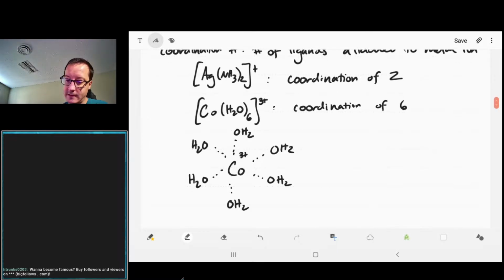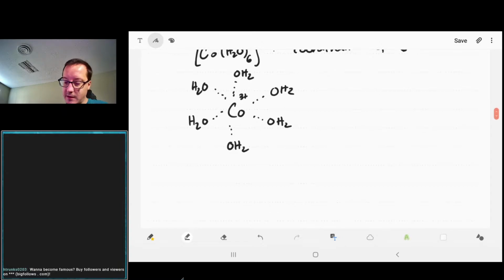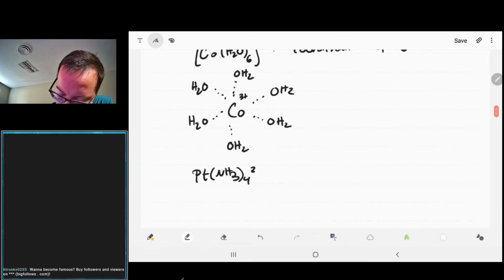And then, how about another one? Let's do, what's a good square planar one? Platinum with 4 ammonias, okay. This one will have a coordination number of 4.